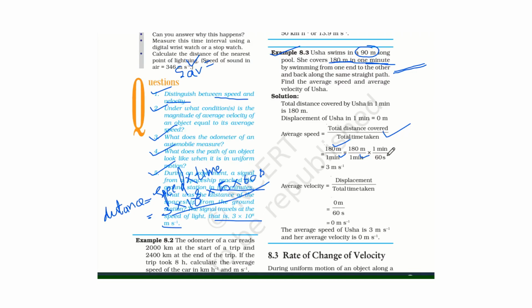Now average velocity. Average velocity is equal to displacement upon total time taken. Usha starts to swim from this point, moves to this point, then again comes back. So her displacement is 0. So average velocity is equal to displacement upon time, so 0 upon 60 seconds, because time is 1 minute converted into second. So the answer is 0 meter per second. So velocity is 0 meter per second.